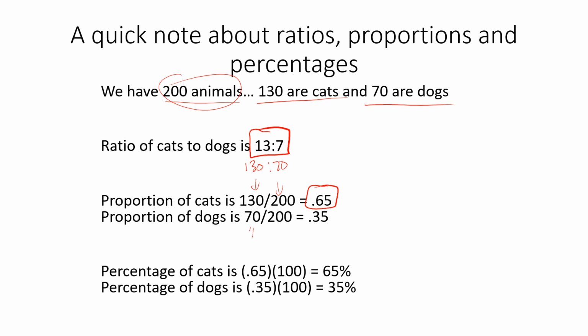You can do the same thing with dogs. You had 70 up here. Divided by the total of 200, you get 0.35. So the proportion of dogs is 0.35. And then you can convert those proportions to percentages by multiplying them by 100. And you get 65% cats, 35% dogs.